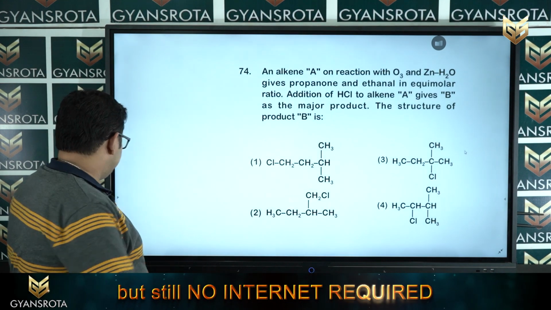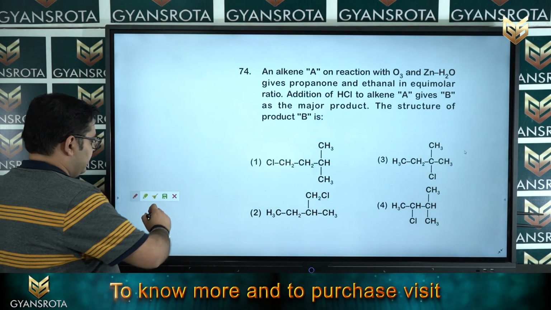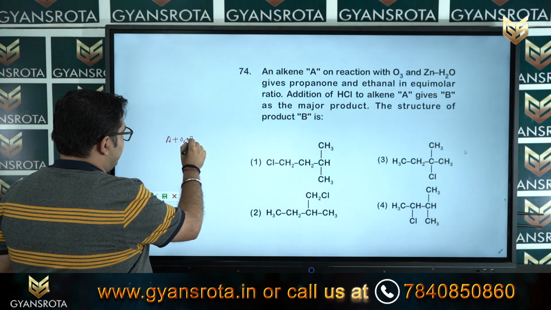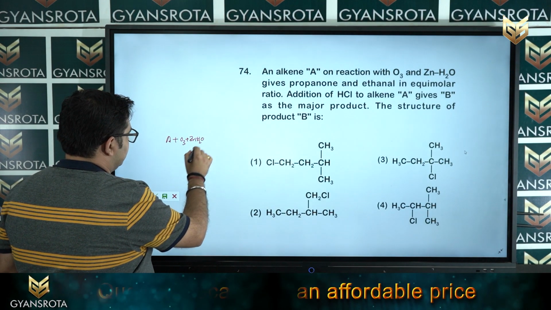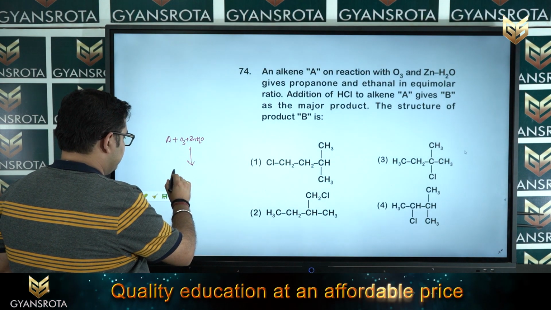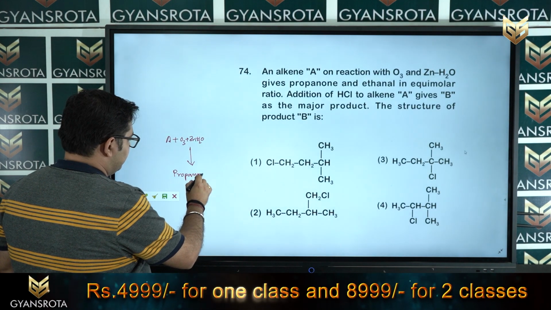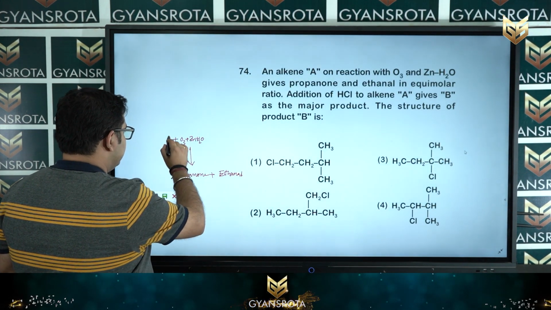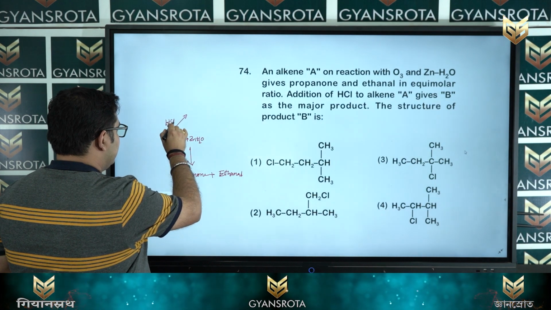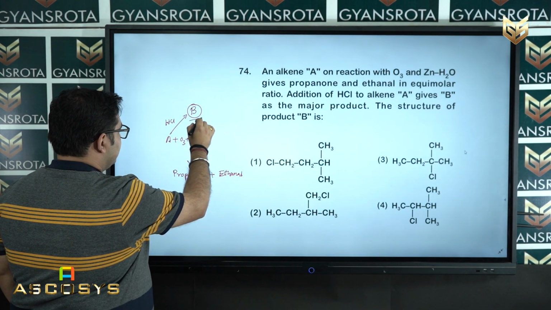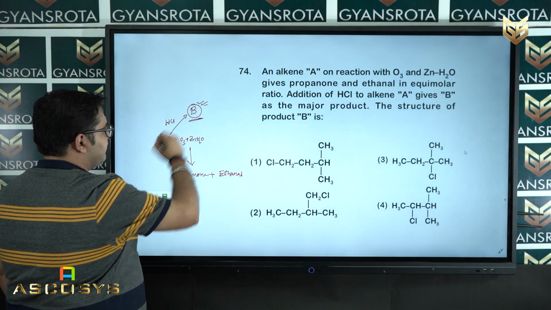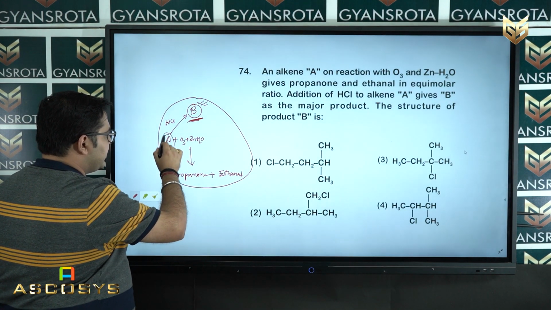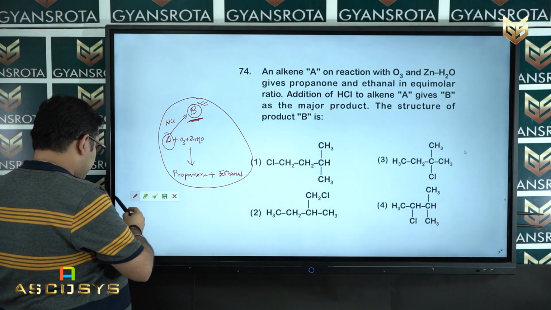So, what they told you, they give you the A, it reacts with O3 plus Zn/H2O and it ends up with propanone plus ethanal, and this A, when reacted with HCl, gives our product B. We have to find out what is the structure of the product B. So, to get this product B, first we have to find out the product A. So, let us start with the solution.